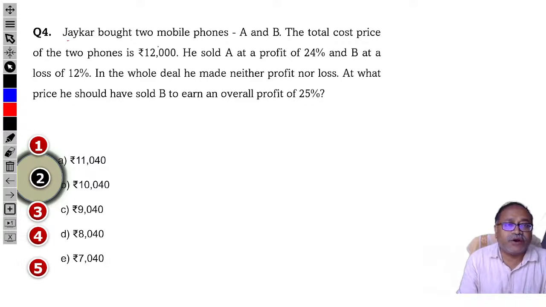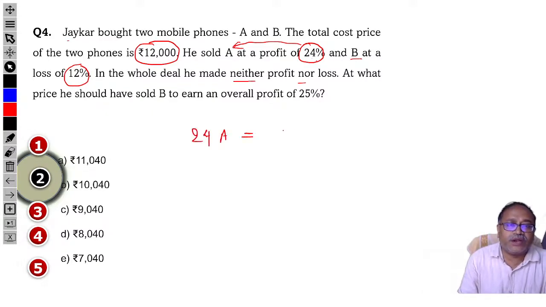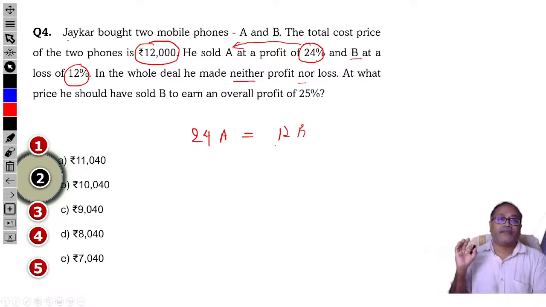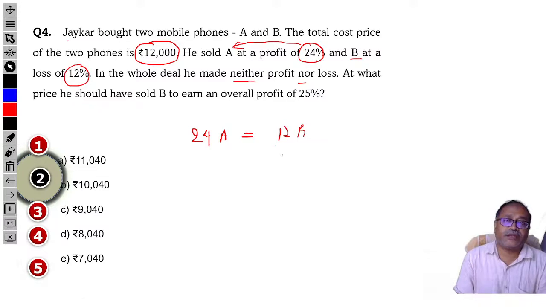So he bought 2 mobile phones A and B. A is sold at a profit of 24% and B is sold at a loss of 12%, and in the end there is neither profit nor loss. That means whatever profit he got on A, he lost the same amount on B. So I can call this 24% of A is equal to 12% of B. And remember, with this, it's over.